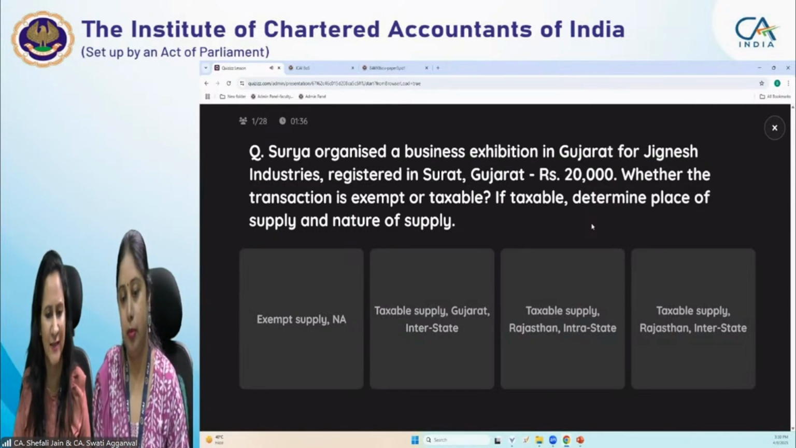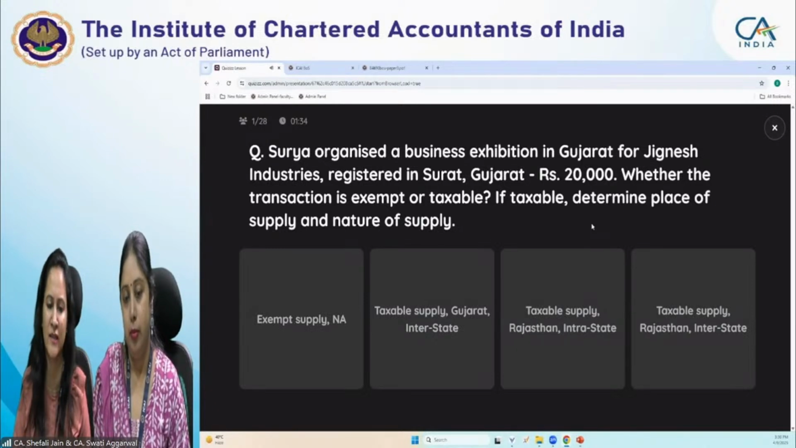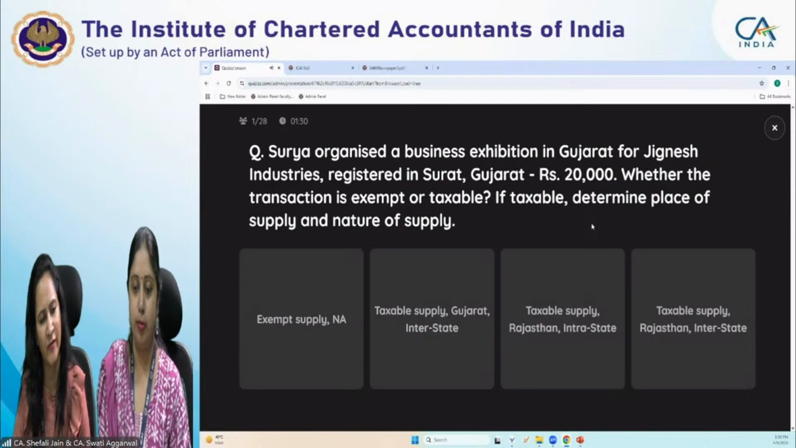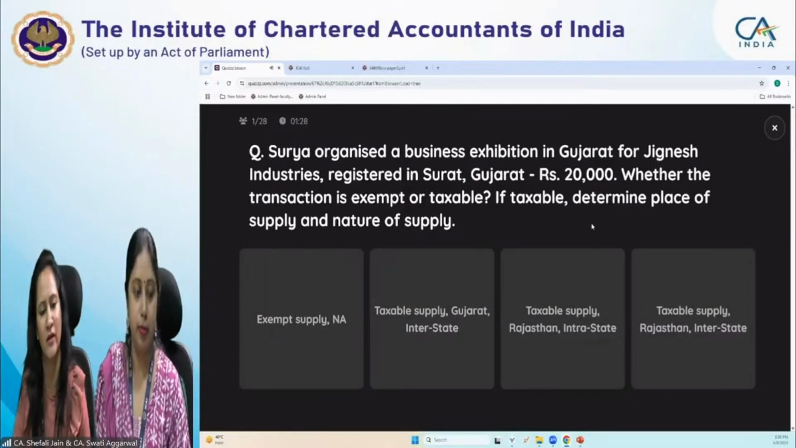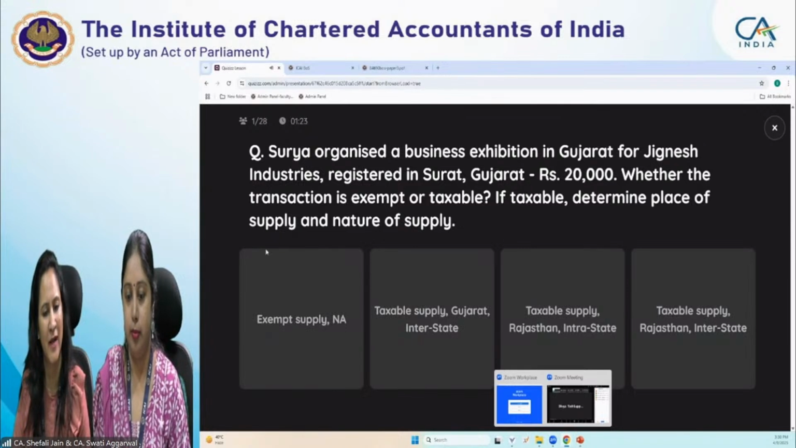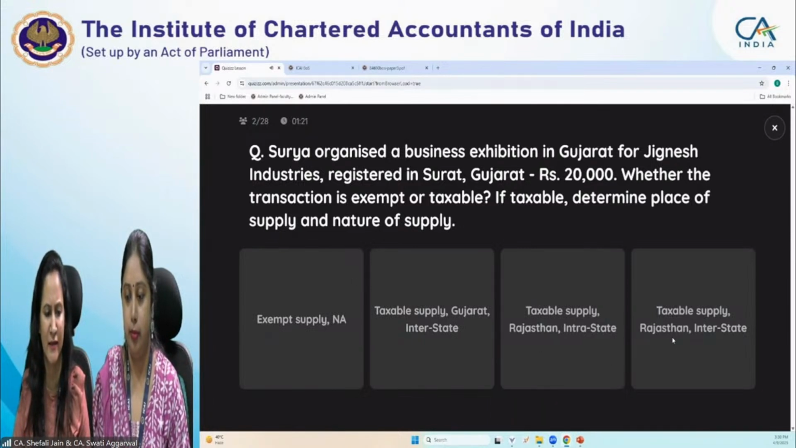And if it is taxable, then what is the place of supply and the nature of supply? Option A, exempt supply. If it is an exempt supply, then we don't need to calculate the place of supply and the nature of supply. B, taxable supply, place of supply is Gujarat and it is interstate. C, taxable supply, place of supply is Rajasthan, intrastate. D, taxable supply, place of supply is Rajasthan and interstate.